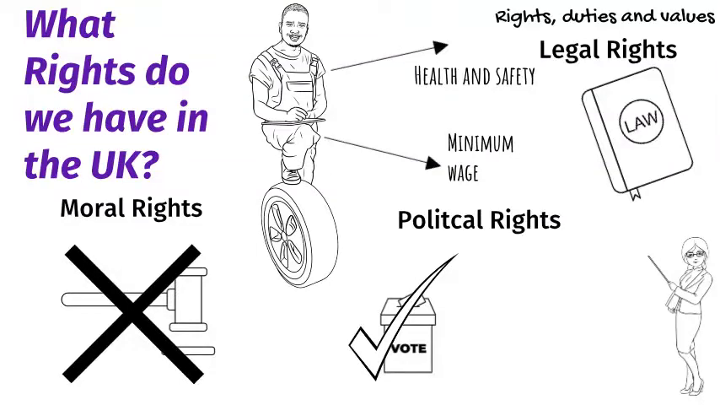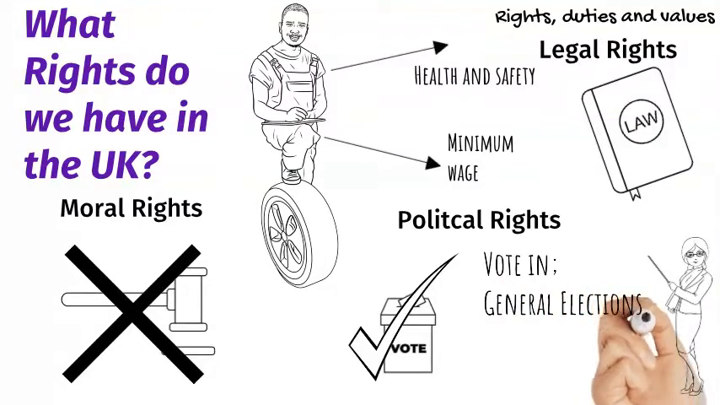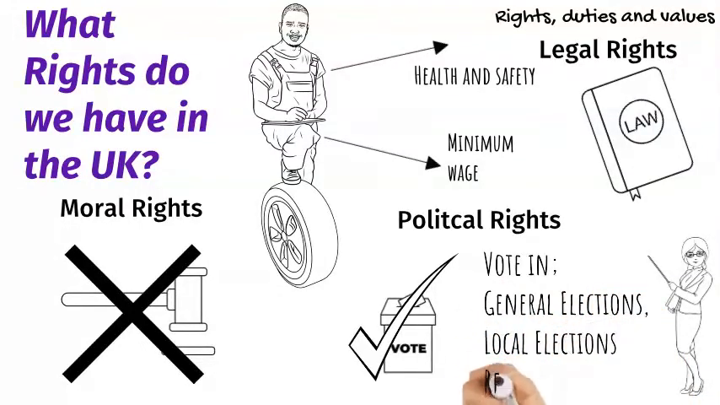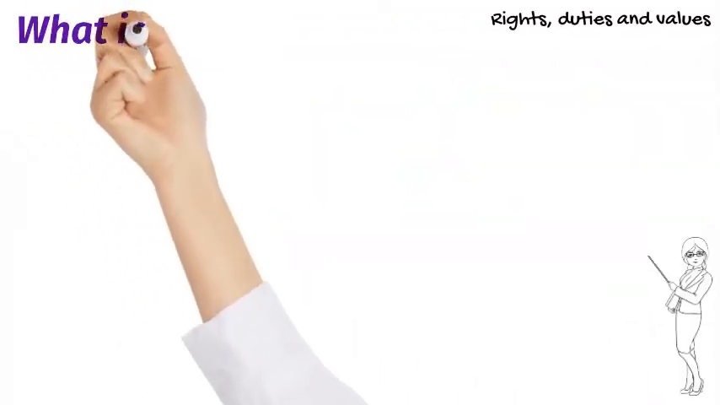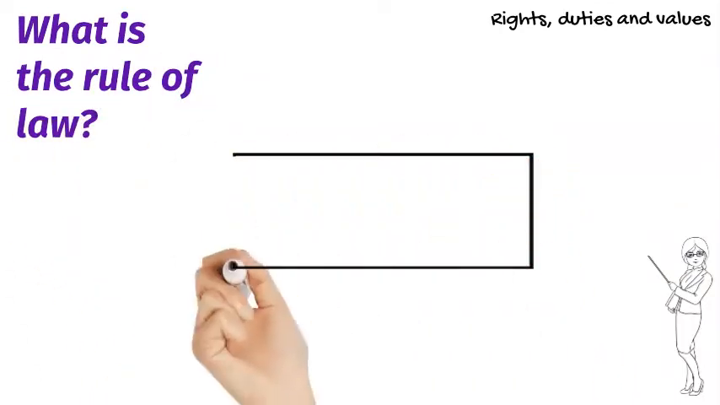In terms of political rights, in the UK adults have the right to vote in general elections, vote in local elections, vote in referendums, and to stand for election as a councillor or an MP. What is the rule of law? Another key aspect of rights and responsibilities in a democracy is the rule of law.